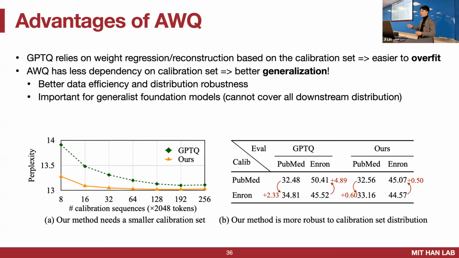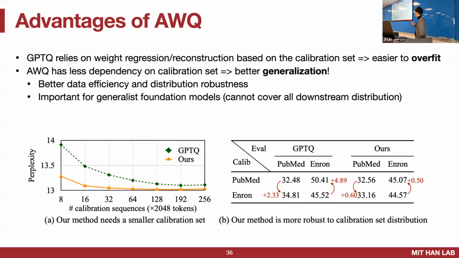On the left-hand side, we are looking at the perplexity number versus the calibration set size. Our AWQ method requires a much smaller calibration set than GPTQ to get a good perplexity. On the right-hand side, we are taking two subsets from the Pile data set. One is a medical data set called PubMed, and the other is an email data set called Enron. So they have very different distributions.